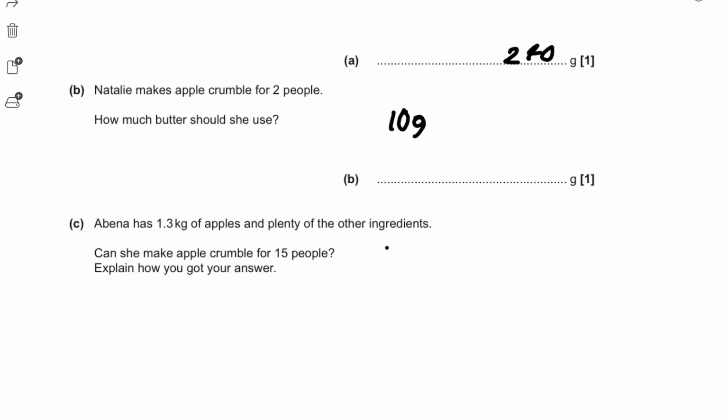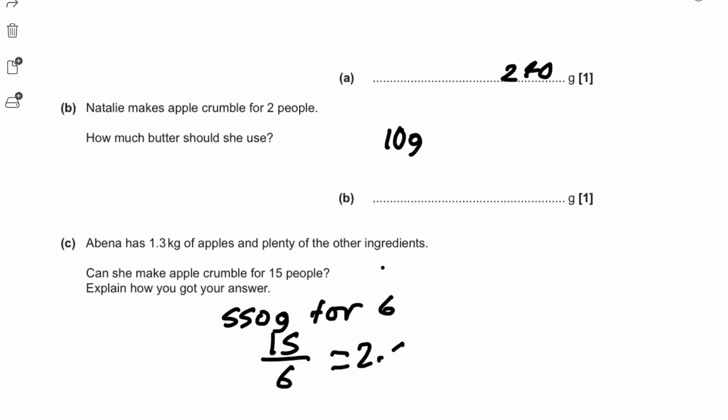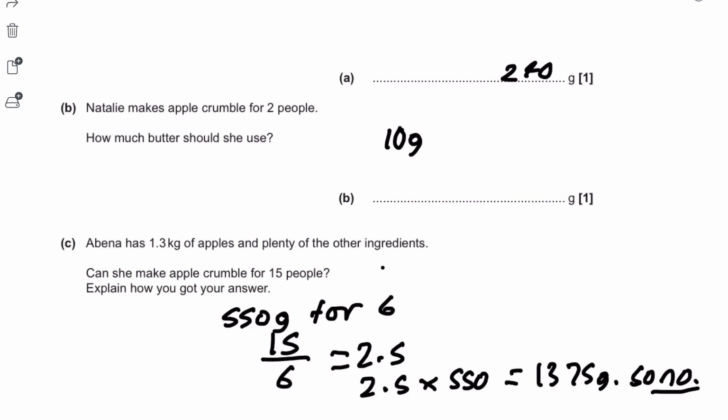Abina has 1.3 kilograms of apples and plenty of the other ingredients. Can she make apple crumble for 15 people? So 550 grams for 6. 15 over 6 is 2.5. 2.5 times 550 equals 1375 grams. So no, she doesn't have enough.